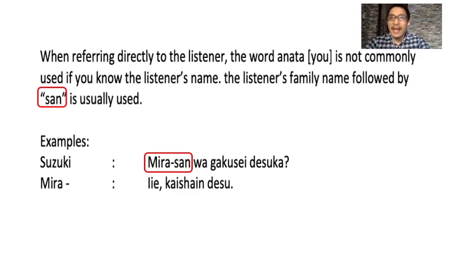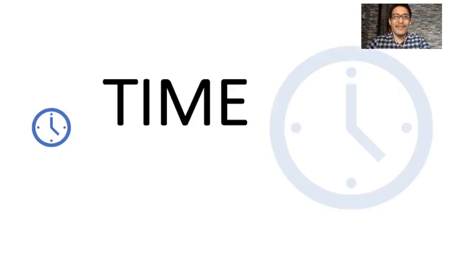Suzuki and Mira are talking. And Suzuki-san asked, Mira-san wa gakusei desu ka? So, referring to Mr. Miller. And then Mr. Miller said, Iie, kaishain desu. So, no, I'm a company employee. Did you get it? Okay, great. You're a fast learner.